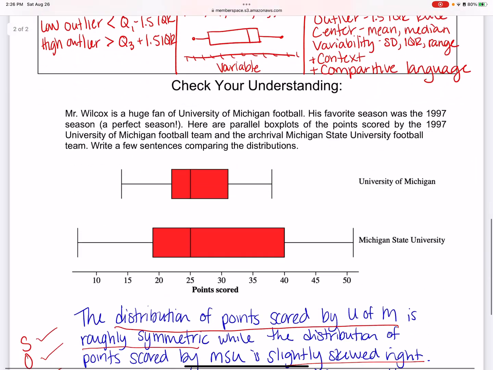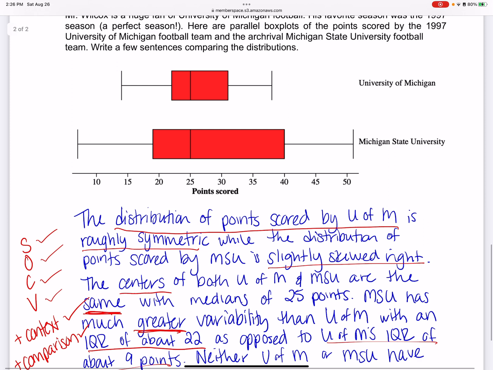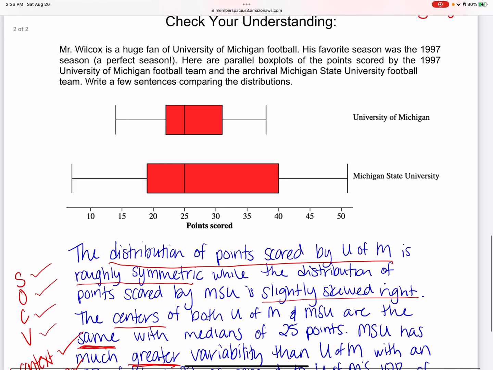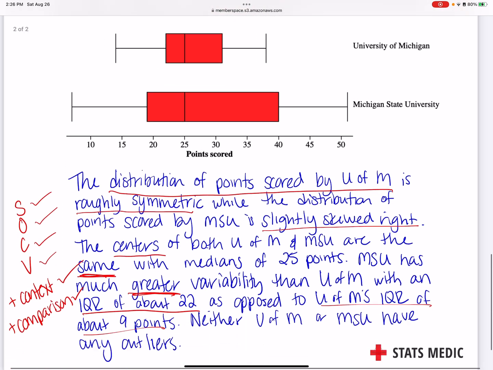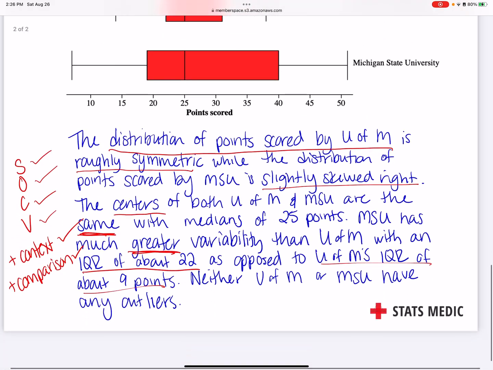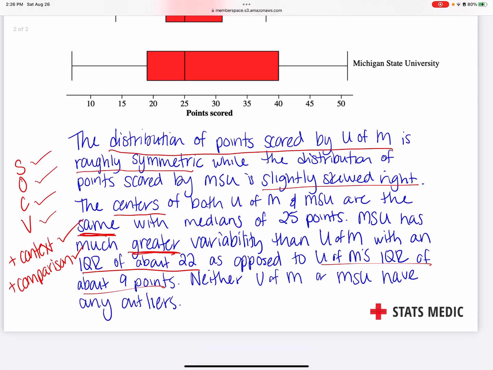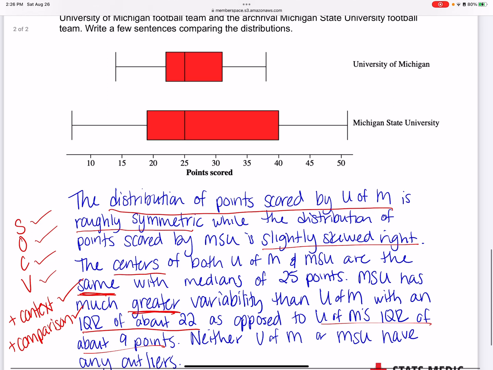Okay, the check for understanding today looks at parallel box plots. These are parallel box plots because you can see they're just stacked on the same line and parallel to each other so that you can compare them. And it just asks you to compare the distributions, and you can read along and see that these are compared. The distributions are roughly symmetric. Both of them are roughly symmetric because look at the tails. The tails are pretty good. The median's about in the middle.